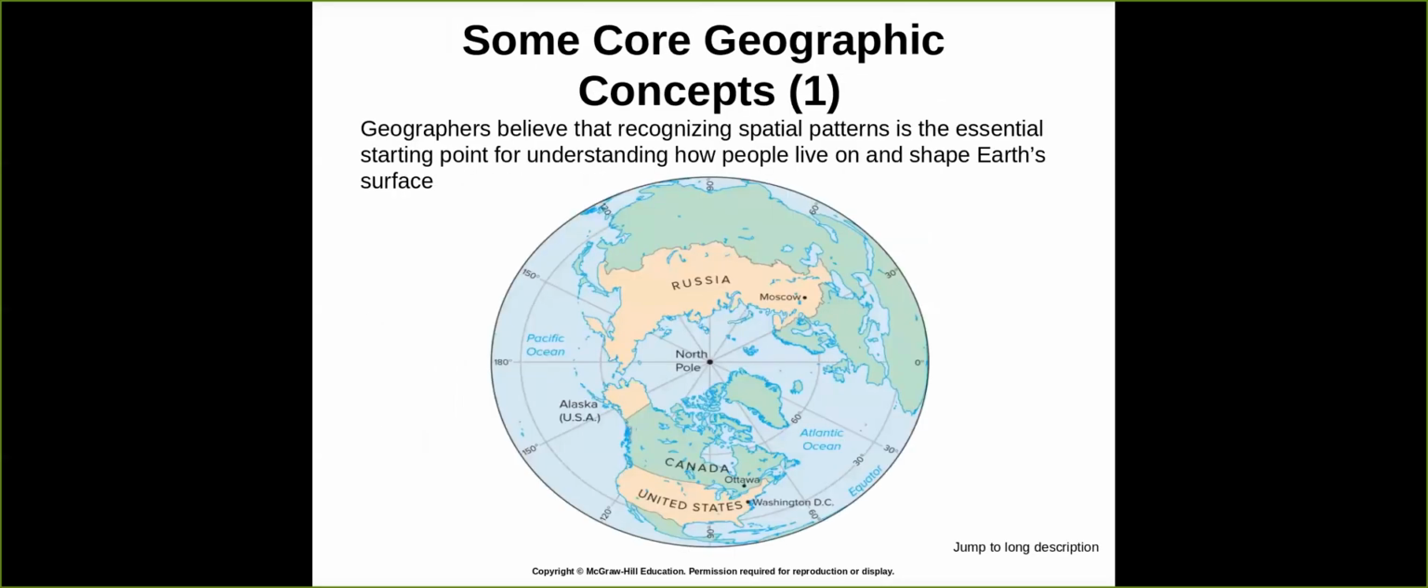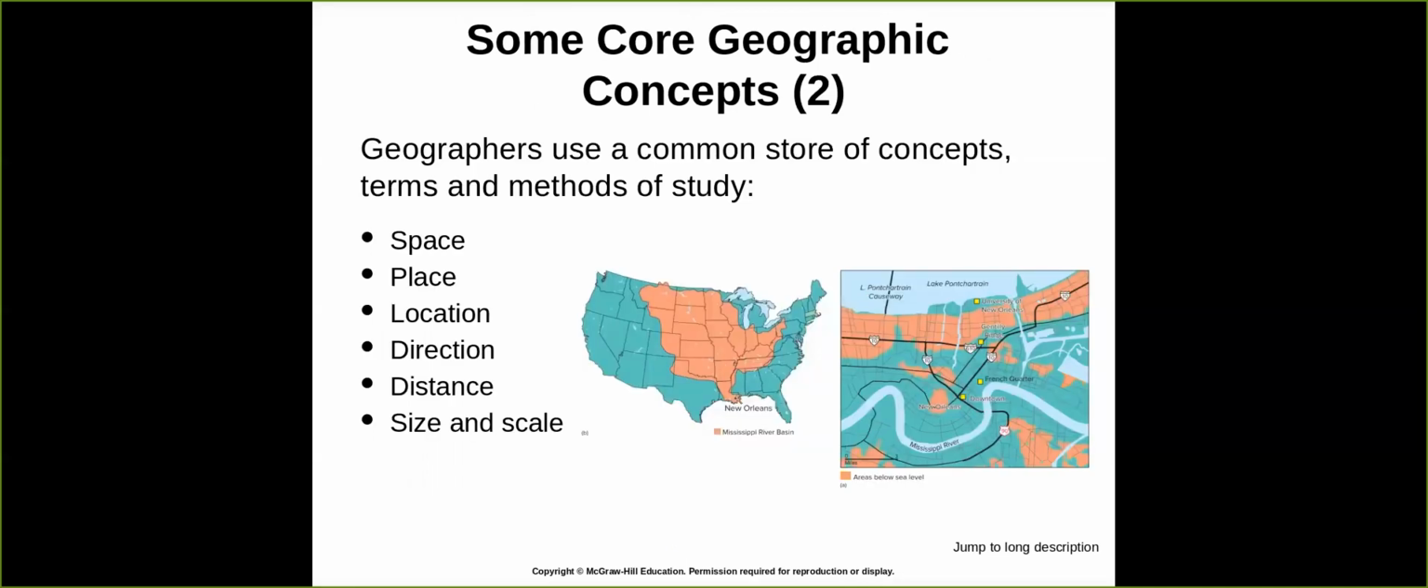So what are some of these concepts? Basically, recognizing spatial patterns, right? So that's kind of what we're looking at. So how can we actually take these concepts and recognize spatial patterns? And one of the main ways is we can break them down into these 6 sort of concepts that are fairly common: space, place, location, direction, distance, size, and scale.